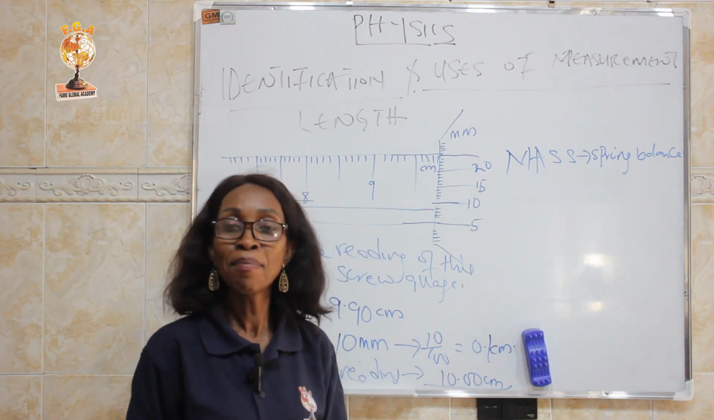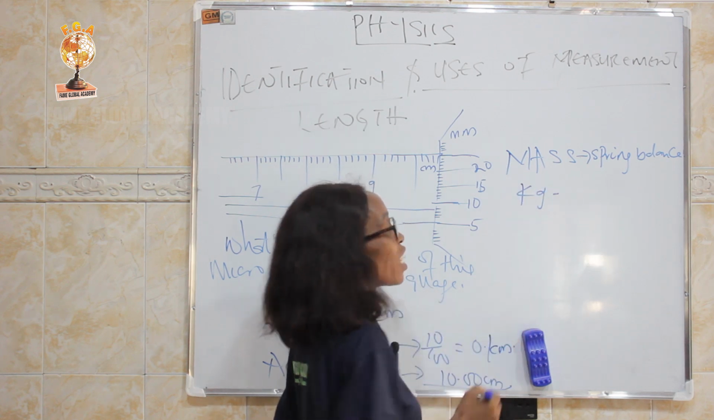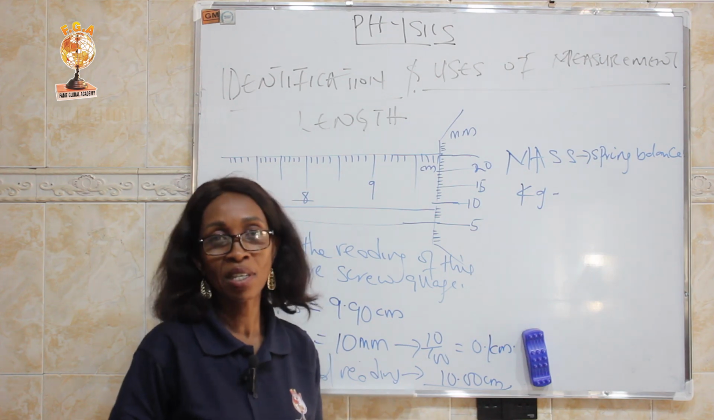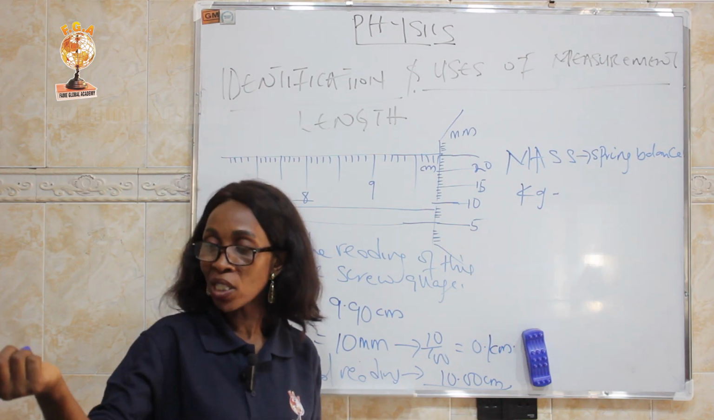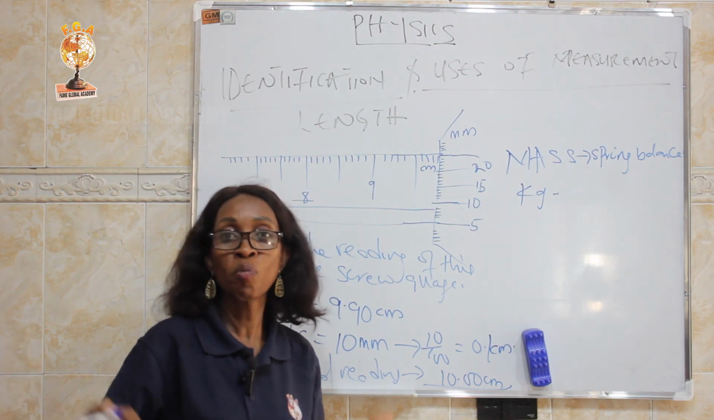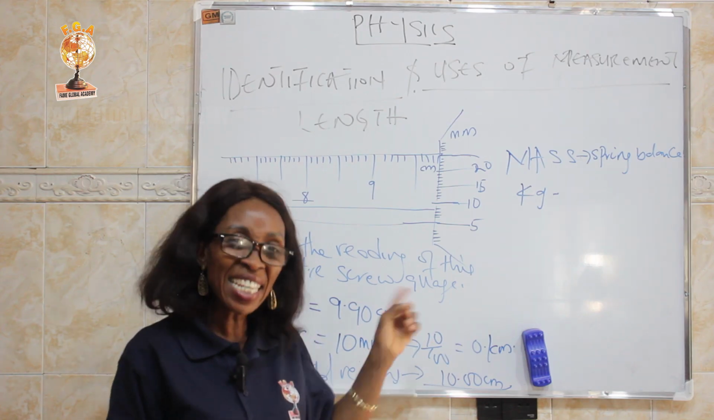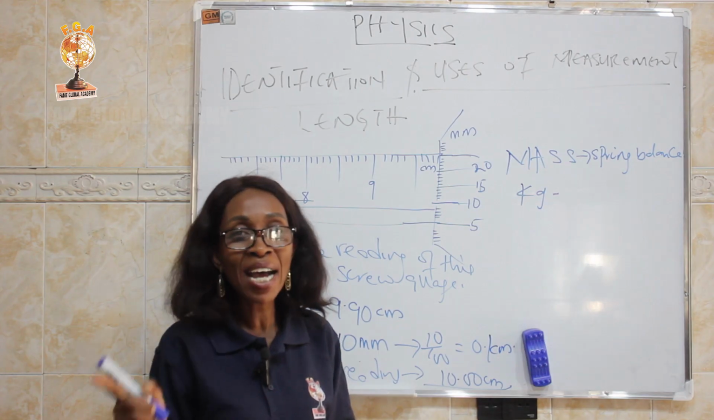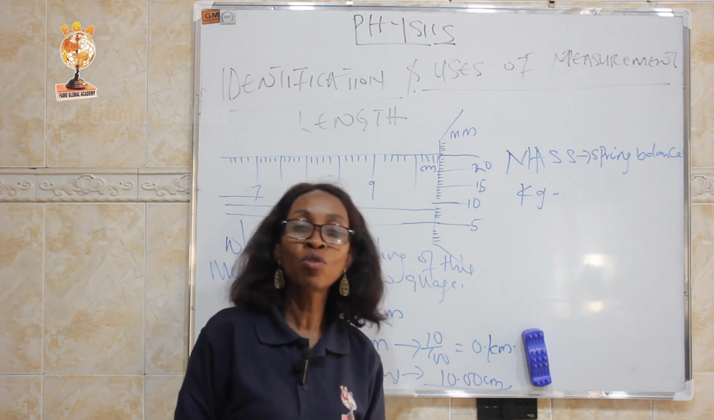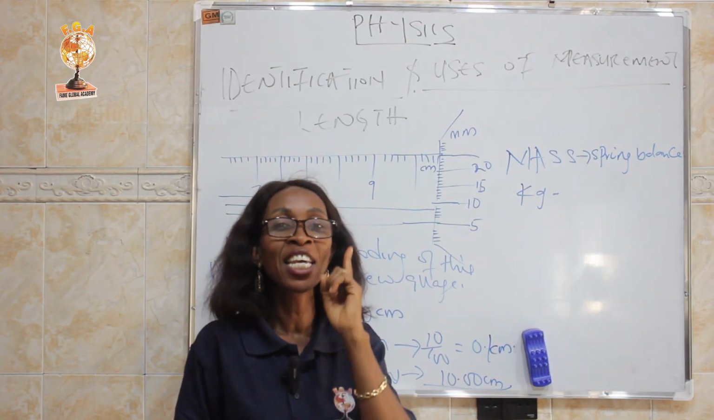And remember, I said mass is in kilograms. That is the standard unit for mass. Mass could be in grams. What's the mass of this, let's say this bag of rice? Some people could say it's 50 grams, but the standard unit for mass is the kilogram. So if I have an object that is weighing 50 grams, I have to convert it to kilograms because the standard unit for mass is the kilogram.